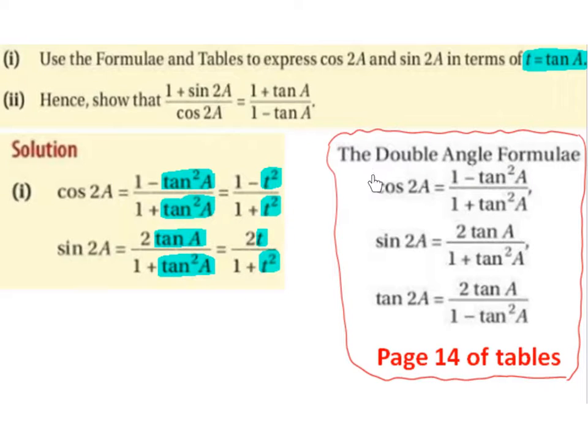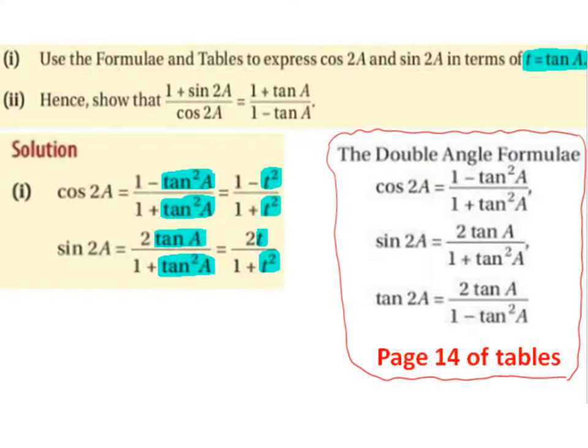So we're going to start with cos of 2a is equal to 1 minus tan squared a divided by 1 plus tan squared a. And what we're going to do is replace every tan of a with a t. So this tan squared a becomes t squared, and this tan squared a becomes t squared. So you end up with 1 minus t squared divided by 1 plus t squared.